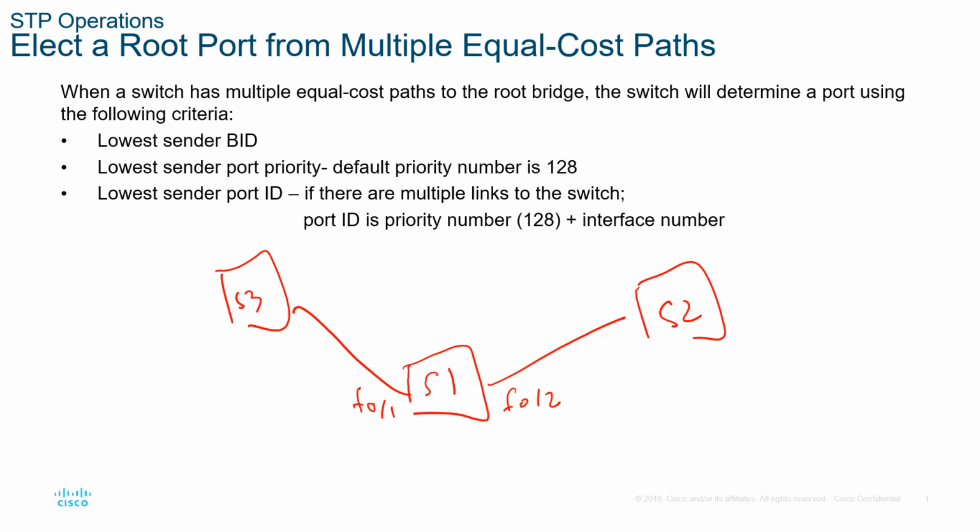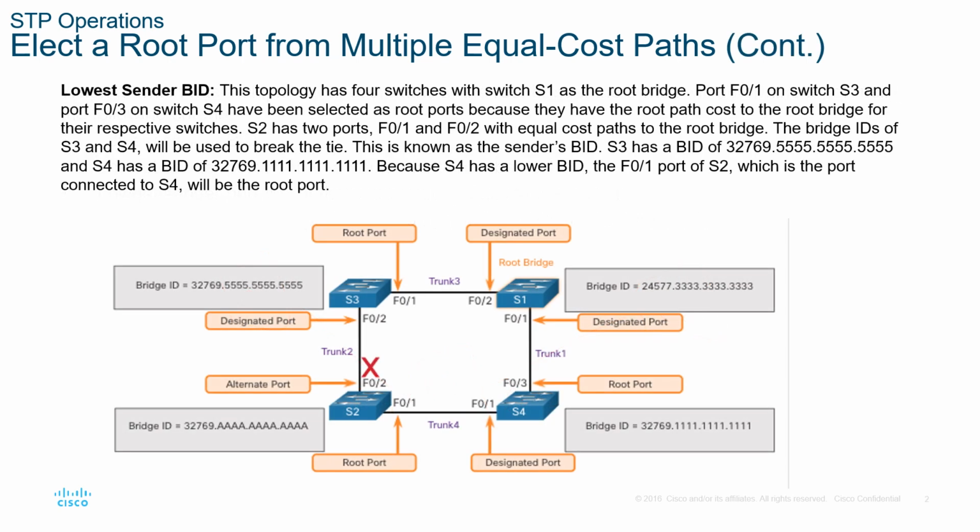Okay, right. So now I will explain each of the criteria. I'll go for the first one, which is lowest sender BID. This diagram shows a topology with 4 switches, including S1 that has been selected as the root bridge, because the bridge priority is the lowest.